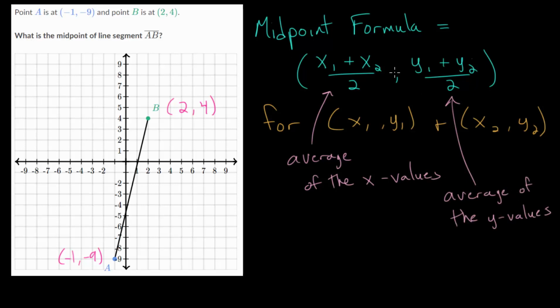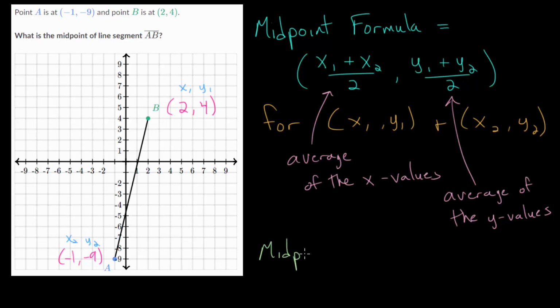So to use this formula, we just need to label the points x1, y1, and x2, y2. And it doesn't matter which one you do which. So we'll call this x1, which means this would have to be y1. And that makes this x2 and this y2. So let's now just plug these into our formula.